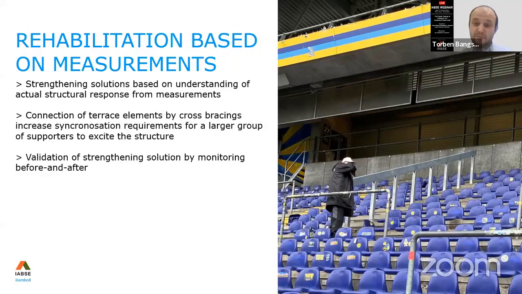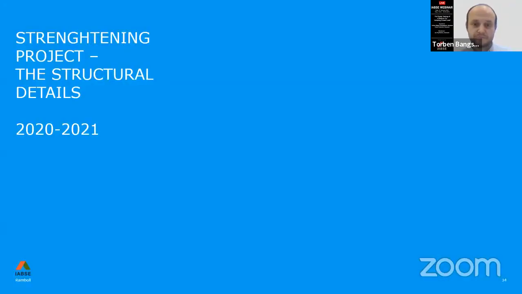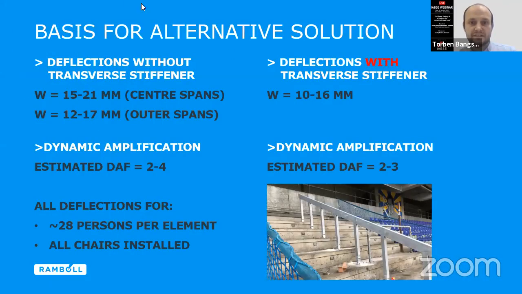And that meant that people would also have to be more well correlated, jumping in larger groups, because instead of only 40 people on one element, it would have to be, say, in the order of 300 people on 8 or 10 elements before you would see large vibrations. And that seemed to be a suitable solution.